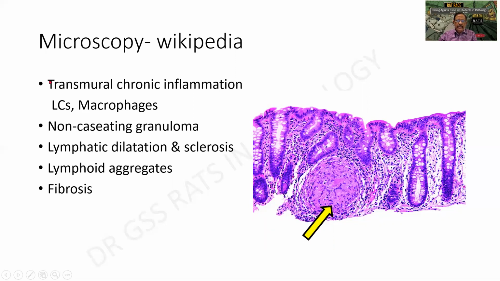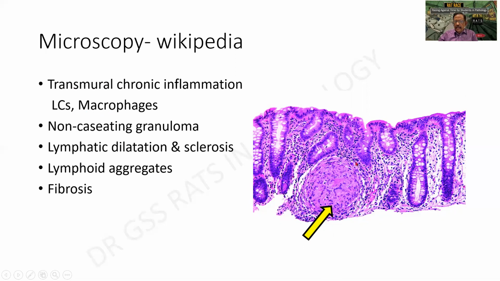Histologically, you find that there is a transmural chronic inflammation. It is a chronic inflammatory lesion. Transmural means it involves the entire thickness. I am showing only the mucosa and the submucosa, but it will involve even the muscular and the serosal layers. And the inflammatory infiltrate will be in the form of lymphocytes and macrophages.